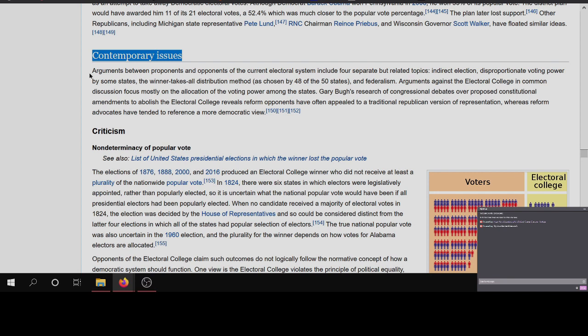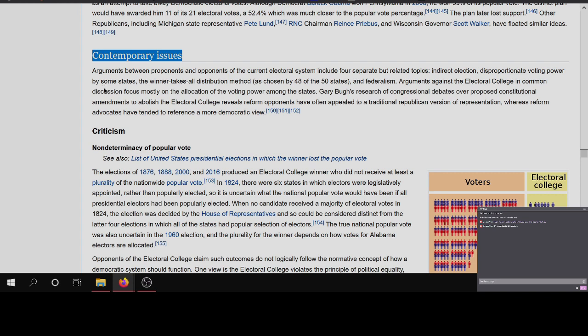Arguments between proponents and opponents of the current electoral system include four separate but related topics: indirect election, disproportionate voting powers by some states, and the winner-takes-all distribution method chosen by 48 of the 50 states. Federalist arguments for and against the Electoral College and common discussion focus mostly on the allocation of the voting power among the states.